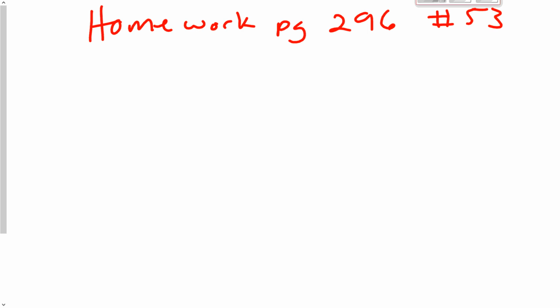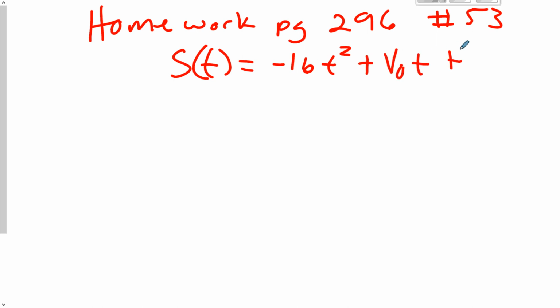So we have lighting, we're doing the projectile again, right? So we have our standard equation for the height of a projectile. Don't do V again, it's S sub 0. Okay, and so we need initial velocity, which is 200 feet per second.